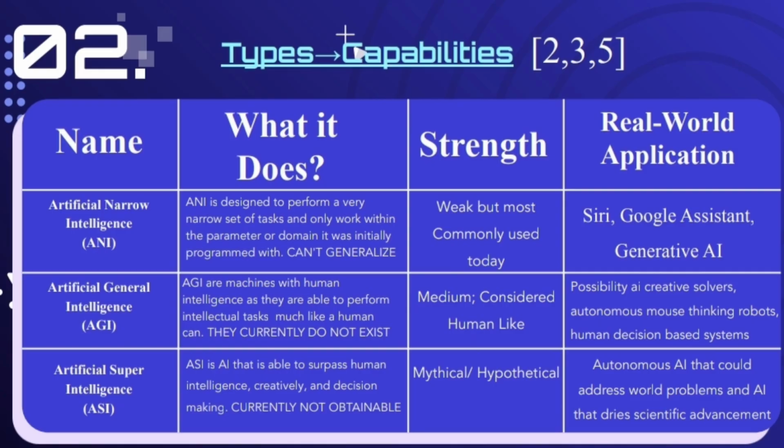And then our final one for capabilities is artificial superintelligence, also known as ASI. ASI, for strength, I say this is mythical/hypothetical because we are nowhere near able to recreate this. This AI would be able to surpass human intelligence, creativity, and decision making, and currently we just don't have the means to do that. Some real world examples of what this could look like would be an autonomous AI that could solve its own problems and drive scientific advancement itself without the need for human input.